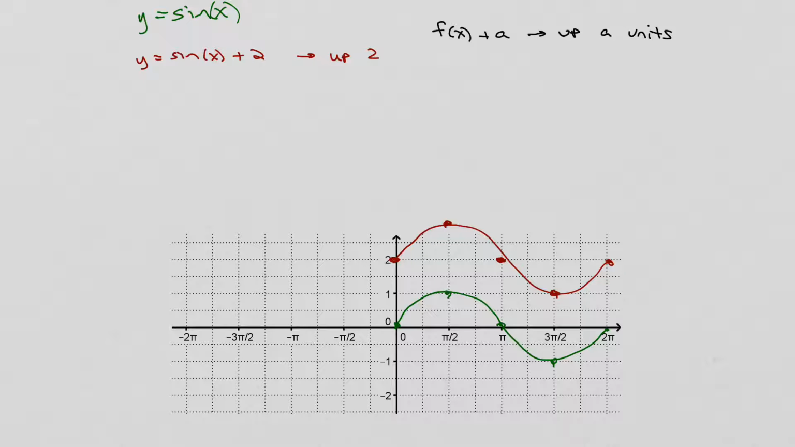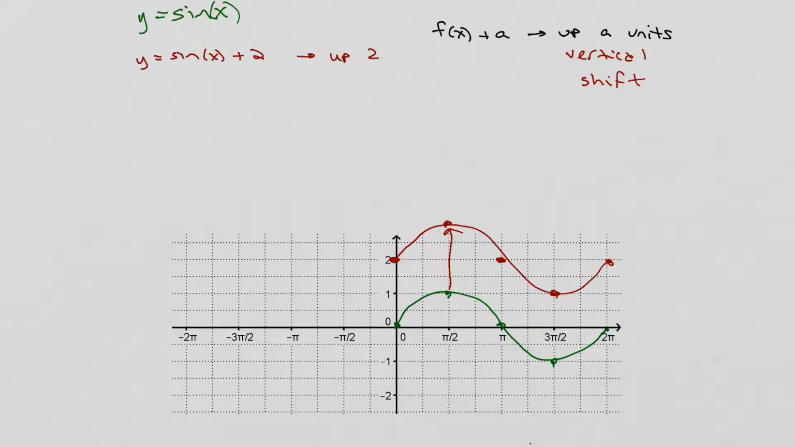So again, I literally just took every point and pushed it up by a units. So that is a vertical shift upwards. Again, this is a vertical shift because we lifted our graph up vertically.